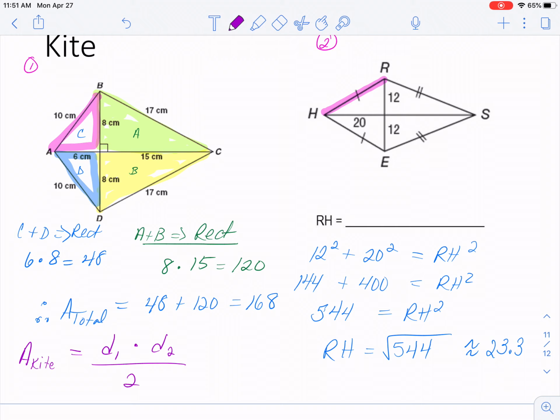Okay, so in this case, it'll be 21 times 16 divided by 2. And if I verify using my calculator, 21 times 16 is 336, divided by 2 is 168 units or centimeters squared.